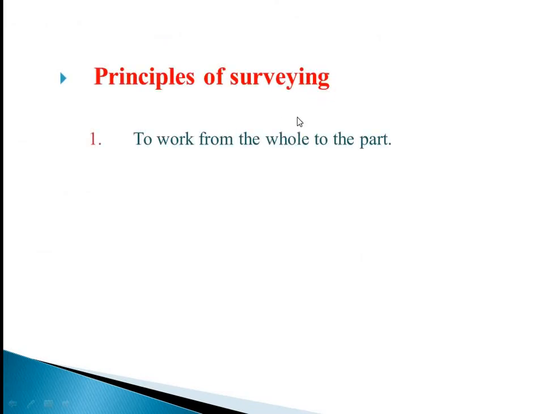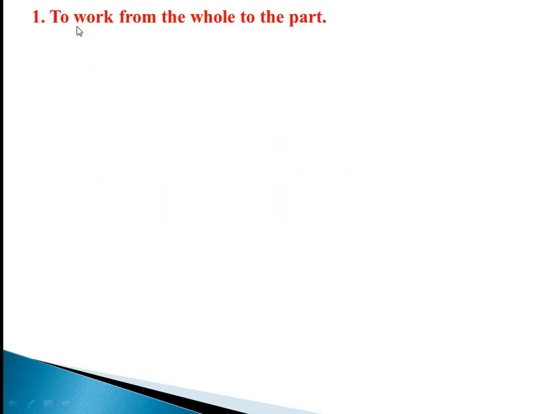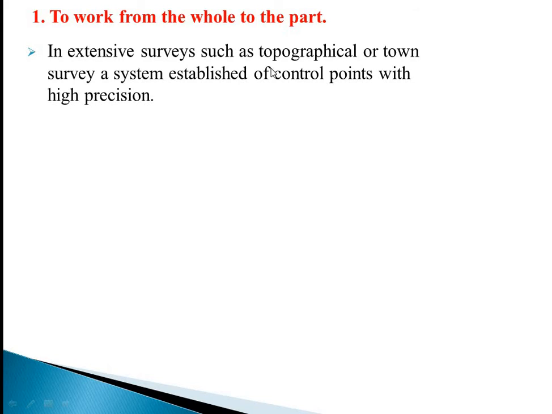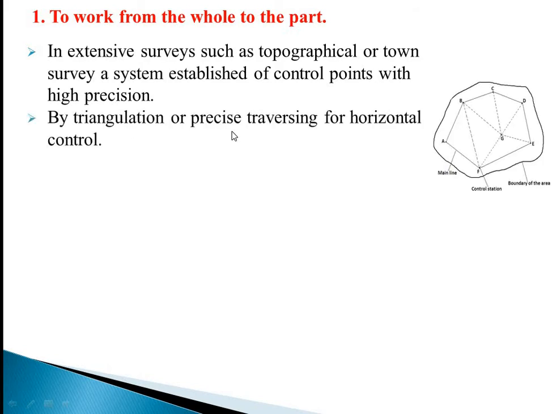The two principles on which various survey methods are based are: number one, to work from the whole to the part, and second, to fix the positions of new stations by at least two independent processes. We will see the first principle in detail: to work from the whole to the part. In extensive surveys such as topographical or town survey, a system of control points with high precision is established. The points are established by triangulation or precise traversing for the horizontal control.